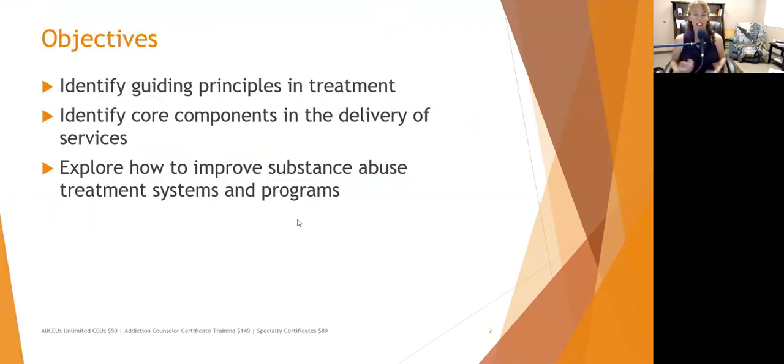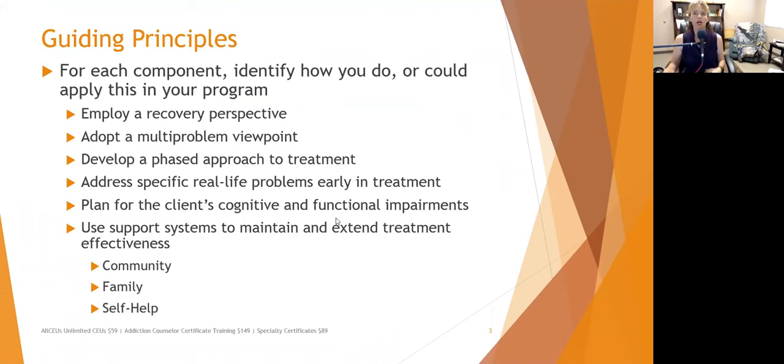today in this particular presentation, we're going to identify guiding principles in treatment, core components in the delivery of services, and how to improve substance abuse treatment systems and programs. Now, part 4, we're going to go in depth into screening and assessment. So we're not really going to talk about that a lot in this hour. So today we're still hitting those meta concepts. So for each component identified as a guiding principle, I want you to think about how you already do or could apply this in your program.